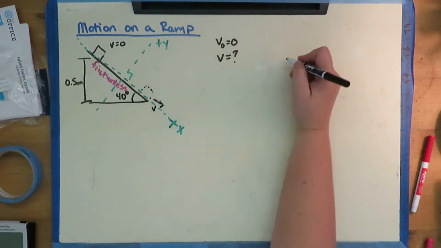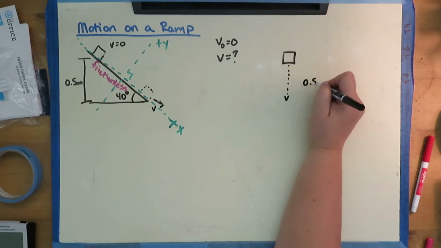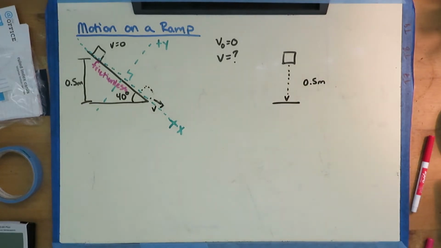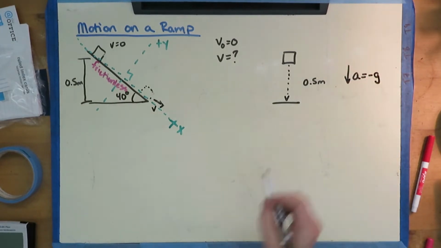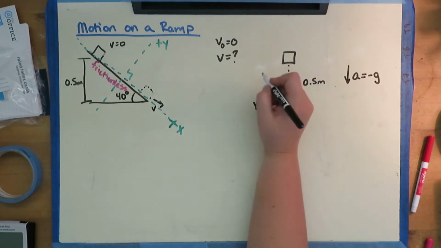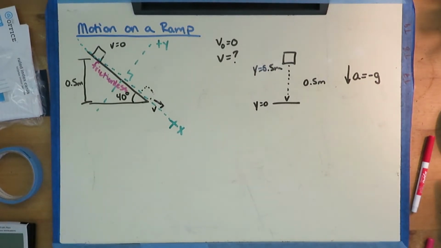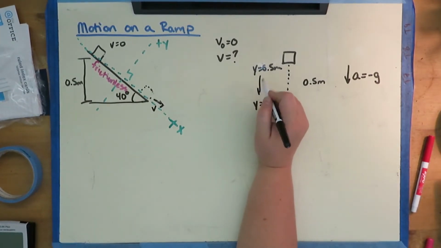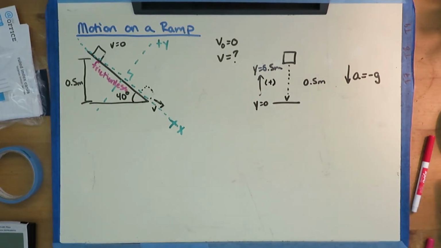Picture the box if it were to just fall to the ground, if it were to fall 0.5 meters and hit the ground. If it did that, its acceleration would equal -g, okay? If it fell down from a height of y equals 0.5 meters to y equals 0 meters. So I'm defining my upward direction as positive, so my acceleration due to gravity would be negative. Gravity pulls it downward.